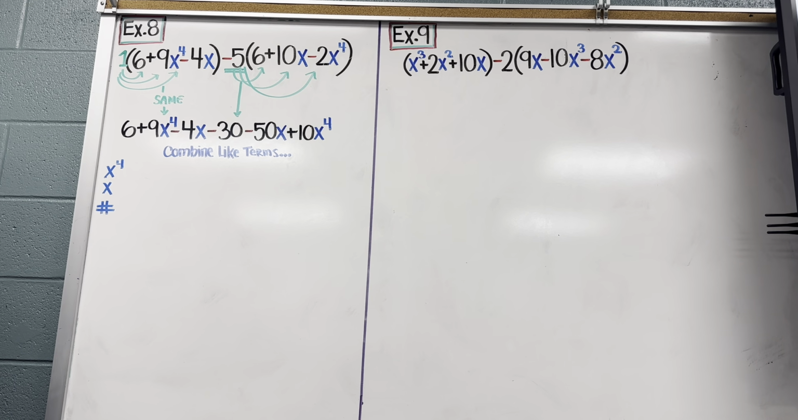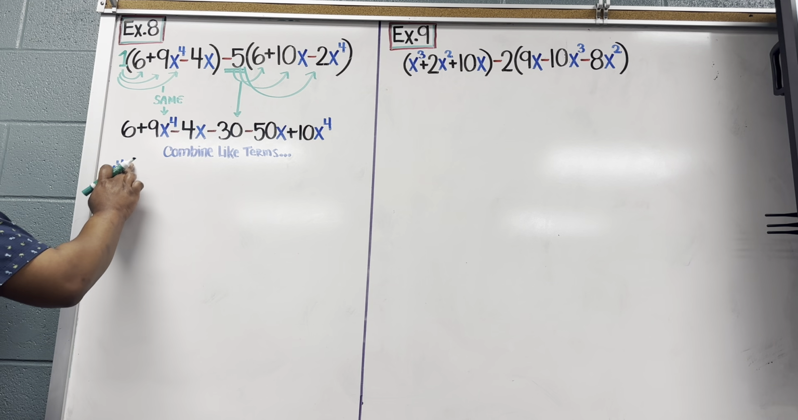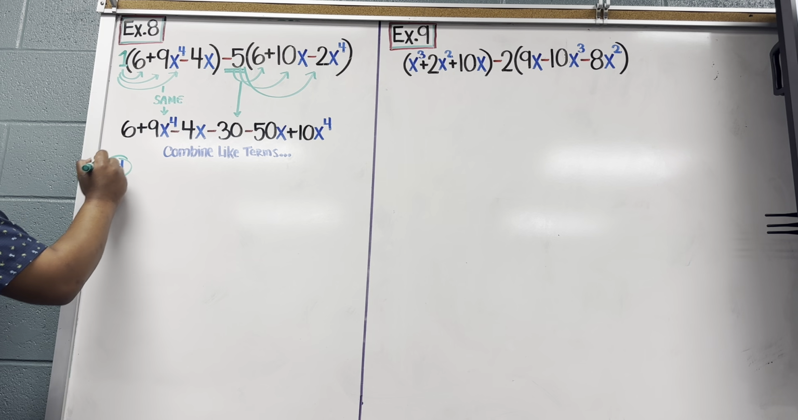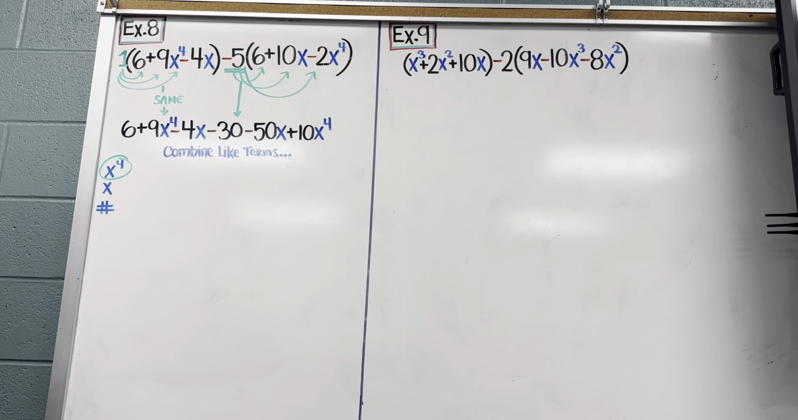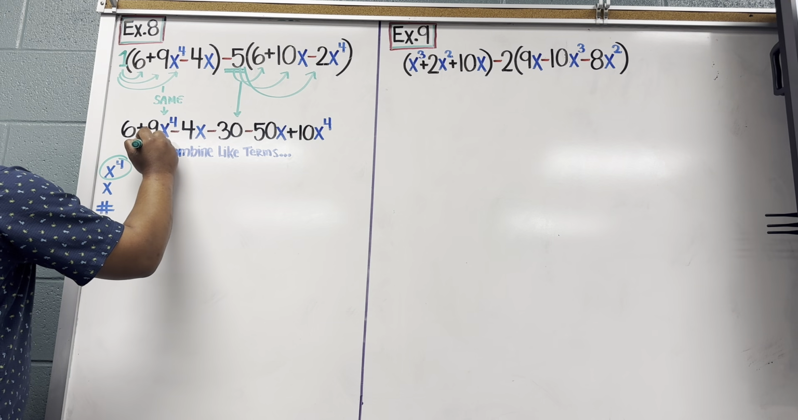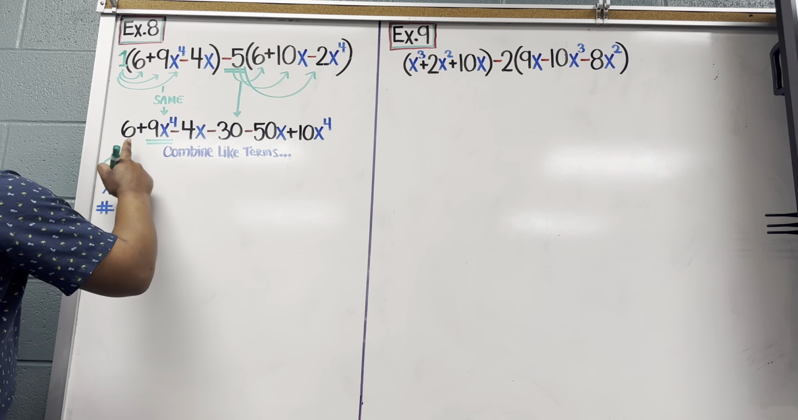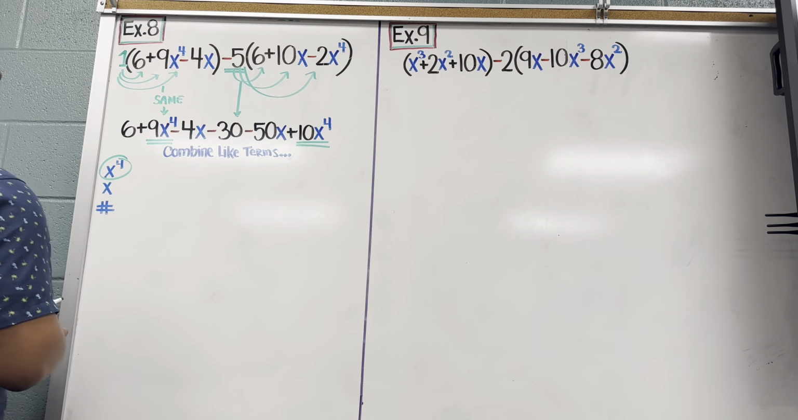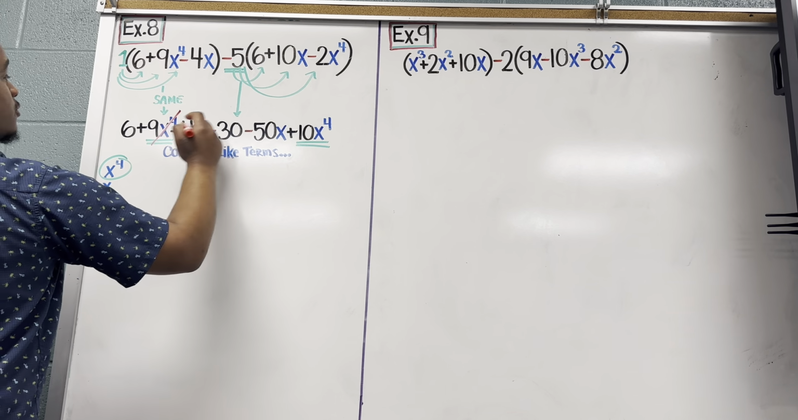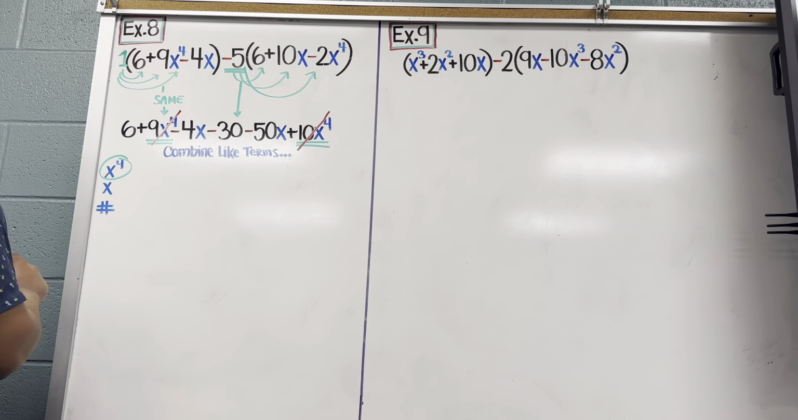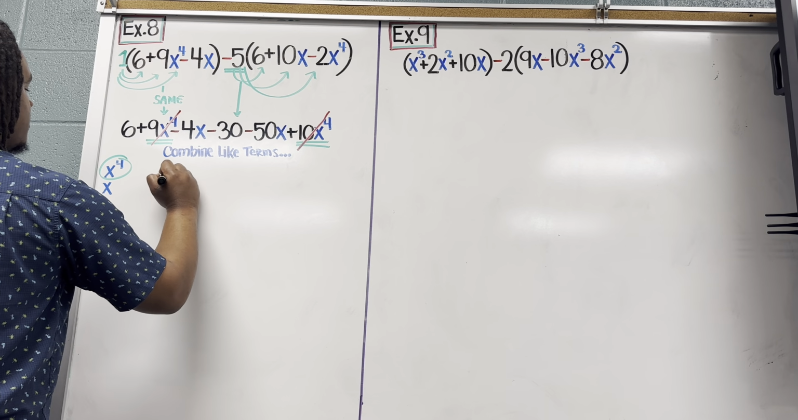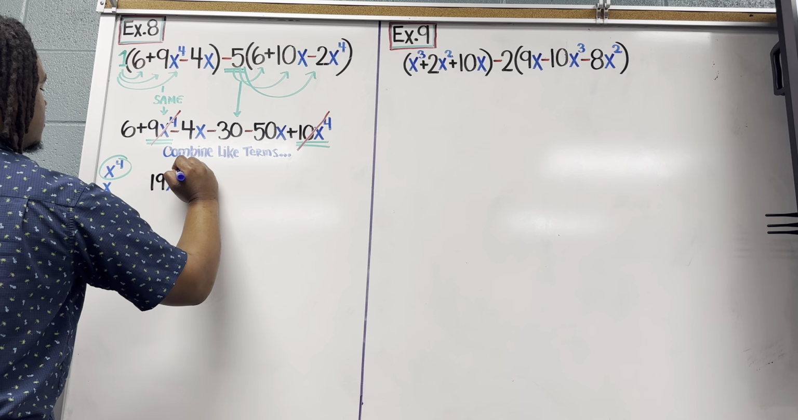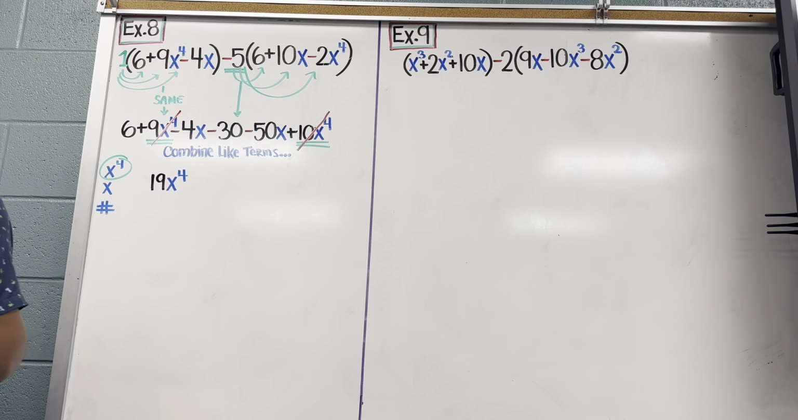Now I'm going to combine all of the values that represent each group. Let's try x to the 4th power. I see 9x to the 4th power, and I also see 10x to the 4th power. 9 plus 10 is 19, so combining those will turn into 19x to the 4th power.